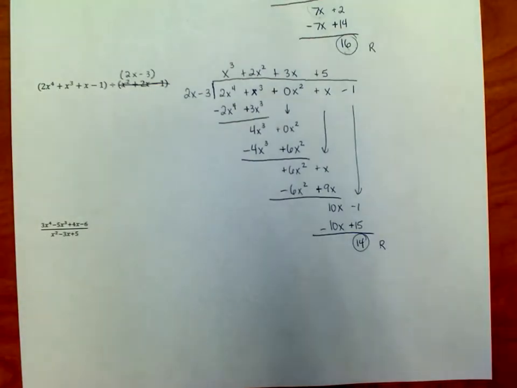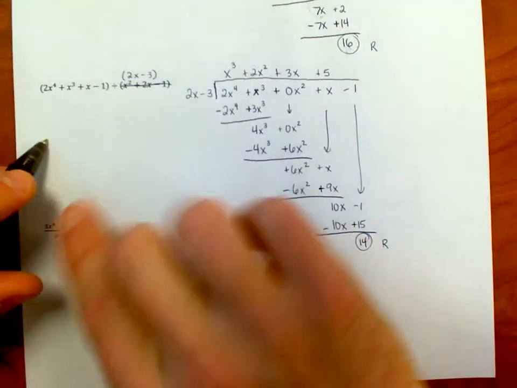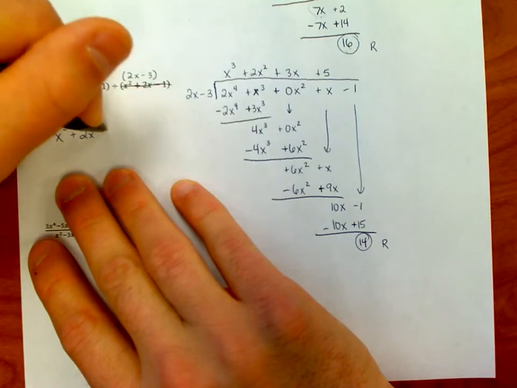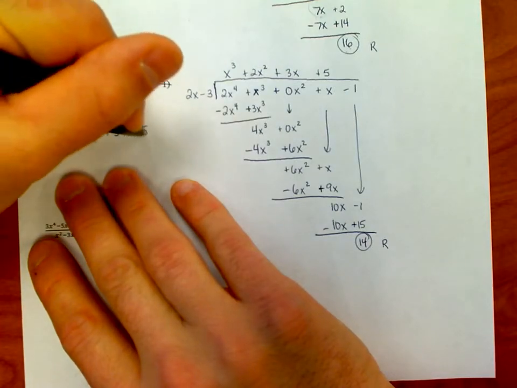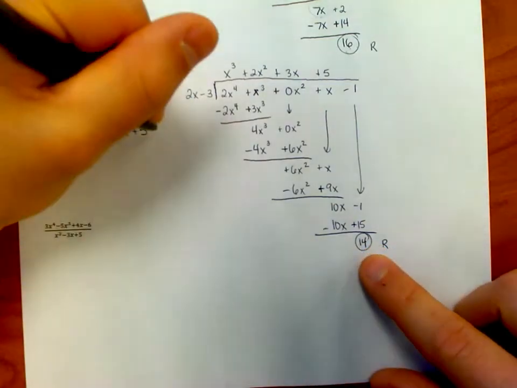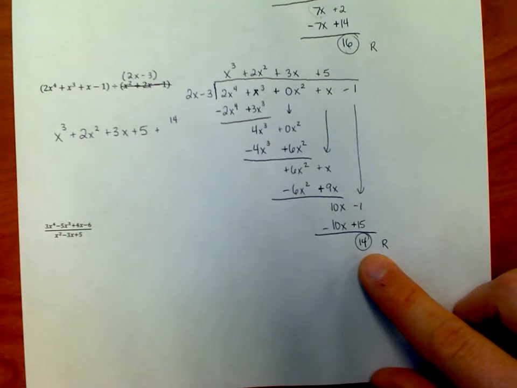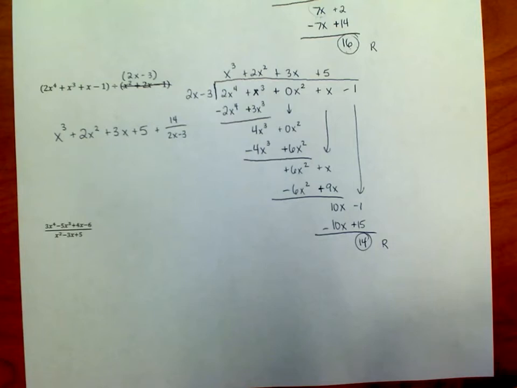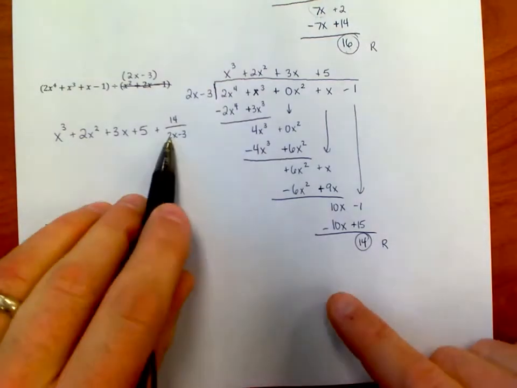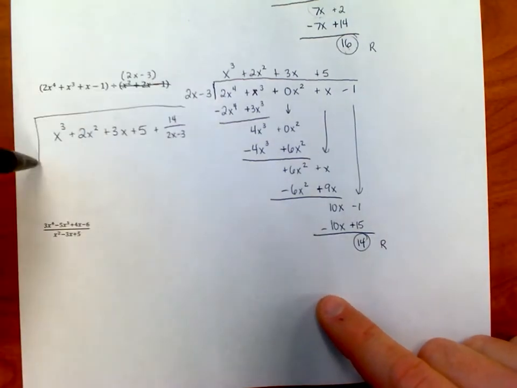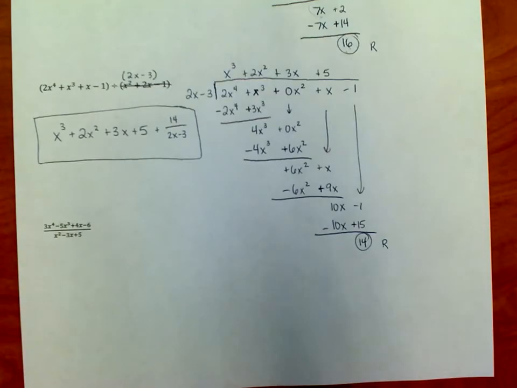That tells me then that this is my remainder. And so how do I write that I have a remainder then? My answer, I'm going to write it off to this side this time. My answer then is x cubed plus 2x squared plus 3x plus 5. And then how do I write that remainder? Just like last time, I say I have an additional 14 over 2x minus 3. If you need to know how I wrote that, you need to go back to the first 2 videos and take a look, okay? Because I explain it in the first 2 videos. So there's our answer.